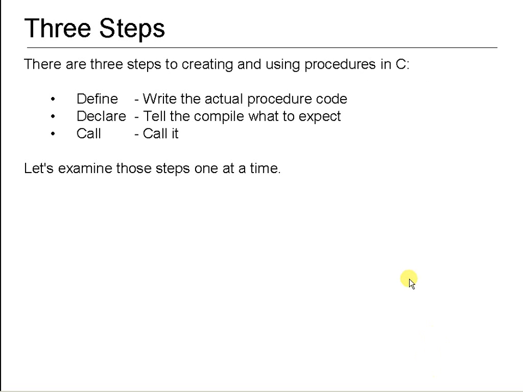There are 3 steps to creating and using procedures in C. You define, that's where you write the actual procedure code. Then you declare it to tell the compiler what to expect, and then finally you call it. Let's examine those steps one at a time.